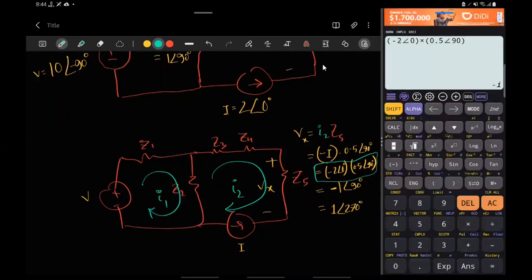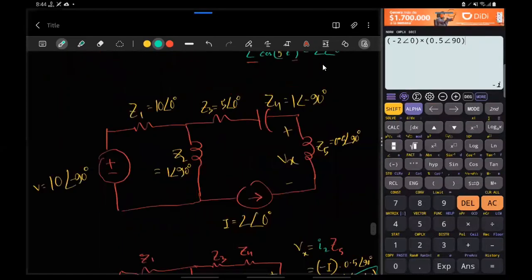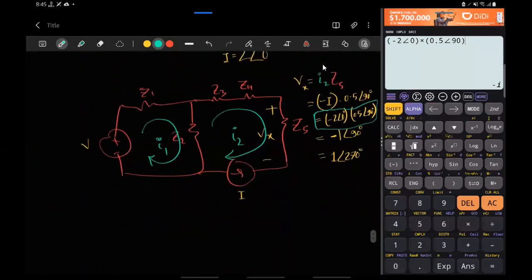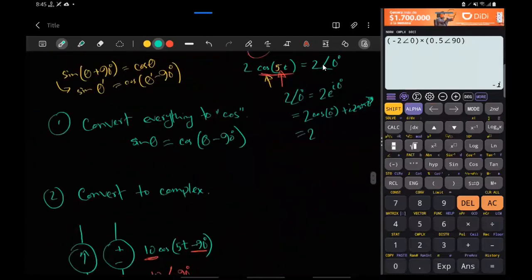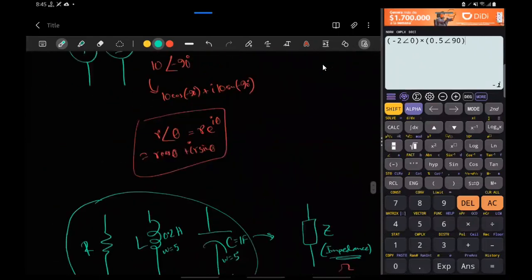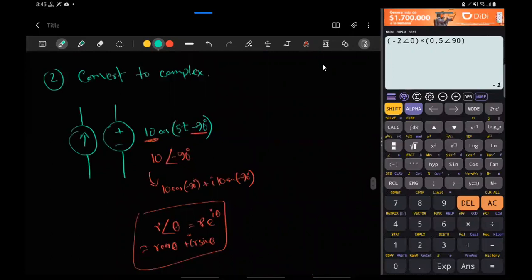So this is the value of our Vx, but what I was trying to say is that this is a complex number. This is not some actual voltage. So you have to convert it back to your actual question. Remember how we converted this into this complex number? Right now we have to go back from complex number to this format. If you are given a complex number that is 1 angle minus 90 degrees, how can you go back to this? What should be the amplitude of this cos something?